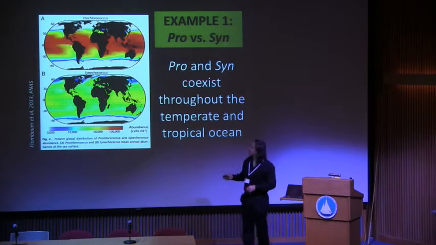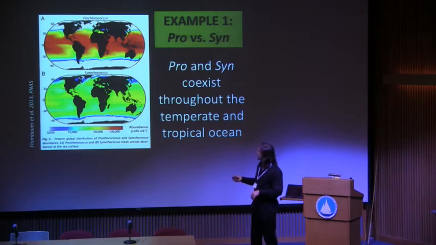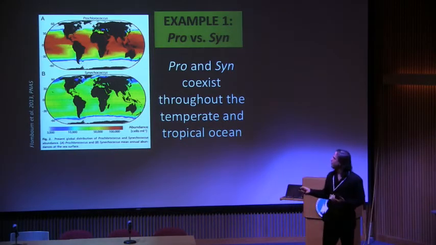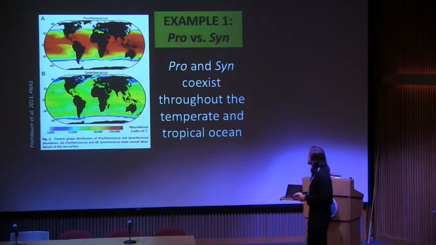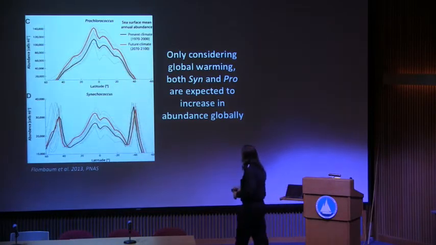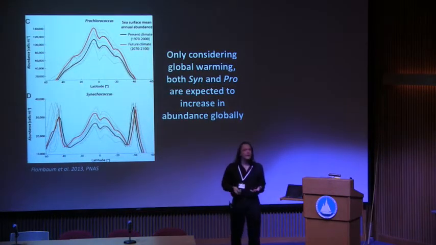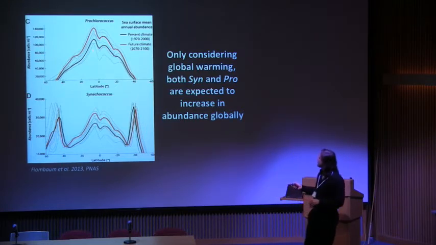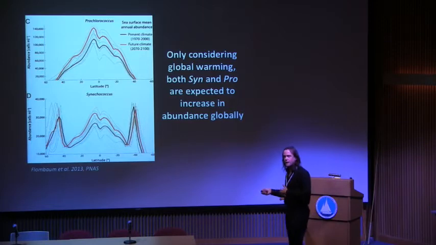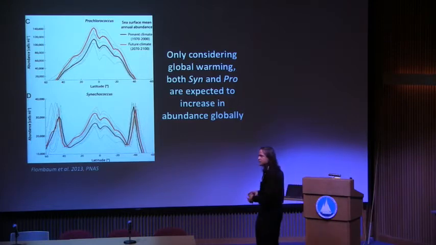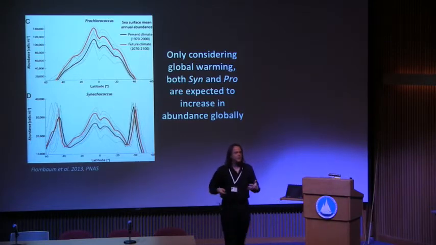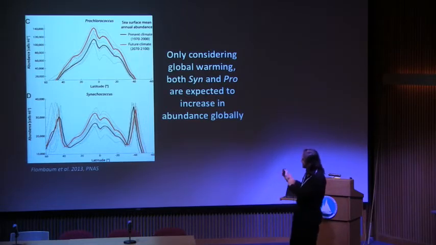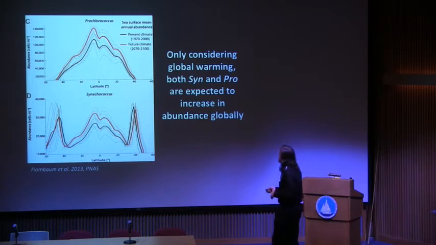So both Pro and Syn, Prochlorococcus and Synechococcus, they coexist with each other throughout the world ocean, or at least in the open oceans, right? You're going to find both of these types of cells pretty much everywhere. And models that have looked at how warming is expected to affect the distributions of these organisms have predicted in general that both of them will increase in abundance relative to other types of phytoplankton in the future ocean, right? They have a better tolerance of high temperatures than the larger phytoplankton do. So we expect, just considering global warming, that they'll both become more abundant.